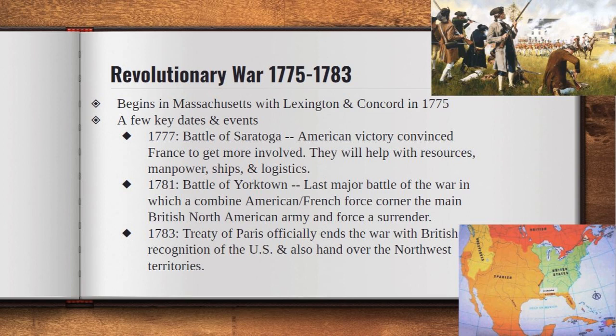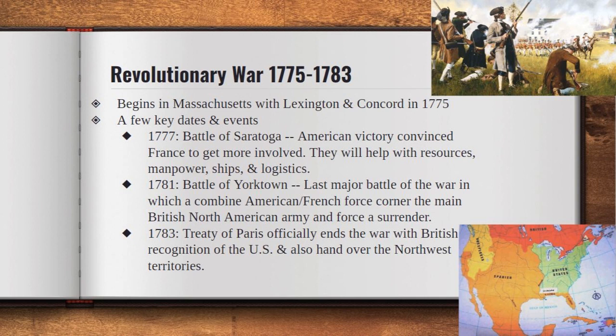There are lots of battles, heroics, betrayals, and interesting tactics and policies on both sides. But for APUSH, we tend to just focus on a few key events of the war. One being the Battle of Saratoga, which was an important American victory as it convinced Great Britain's chief rival, the French, that the Americans had a real chance of winning, so they became more involved with providing resources, manpower, ships, and logistical support.